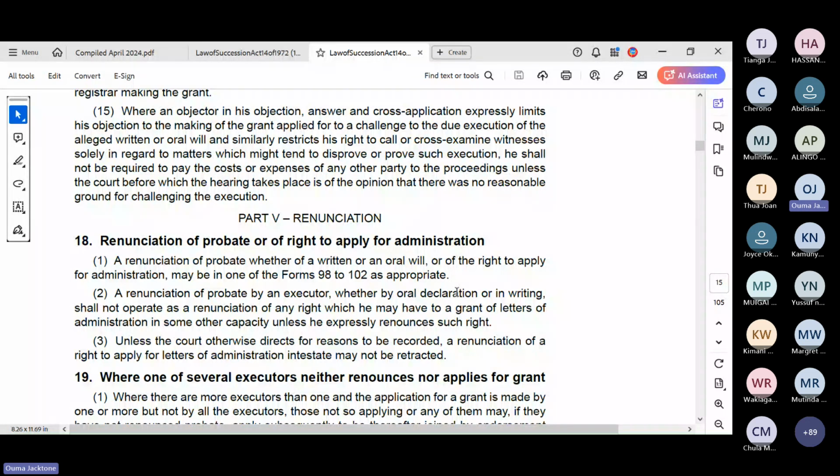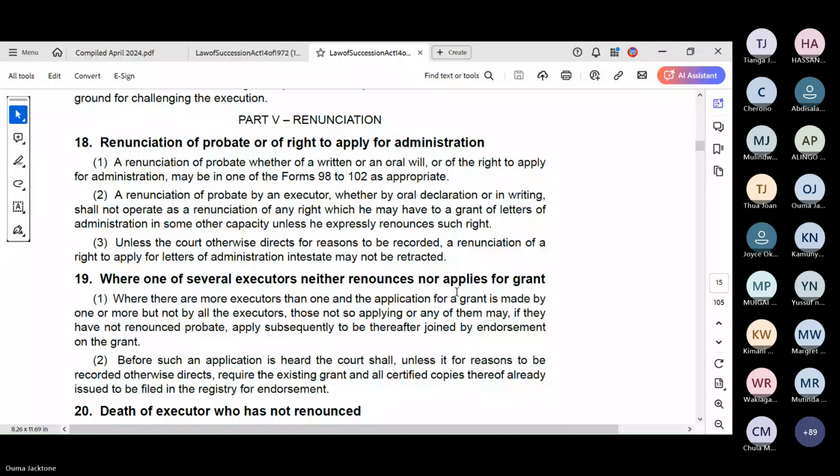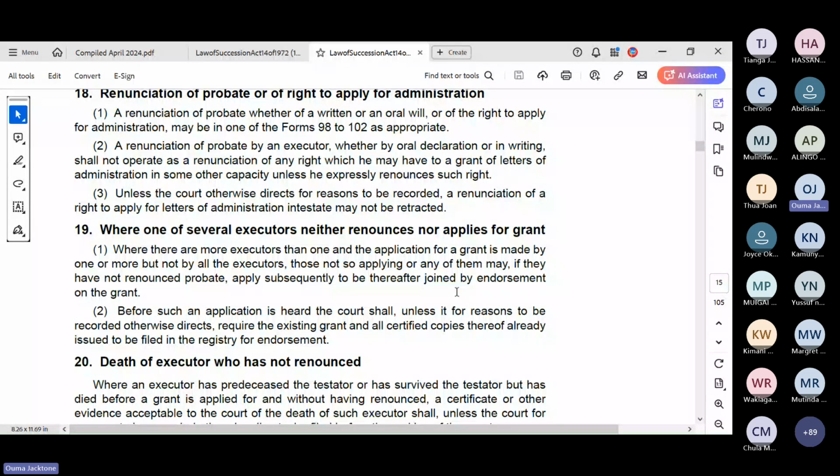So we look at 18.1, a renunciation of probate, whether of a written will or an oral will, or with the right to apply for administration, may be in one of the forms, 98 to 102. So in the prescribed form, a renunciation of probate by an executor, whether by oral declaration or in writing, shall not operate as a renunciation of any right which he may have to a grant of letters of administration in some other capacity, unless he expressly renounces such right. Unless the court directs for reasons to be recorded, a renunciation of a right to apply for letters of administration intestate may not be retracted. Okay, and that is what you need to understand.